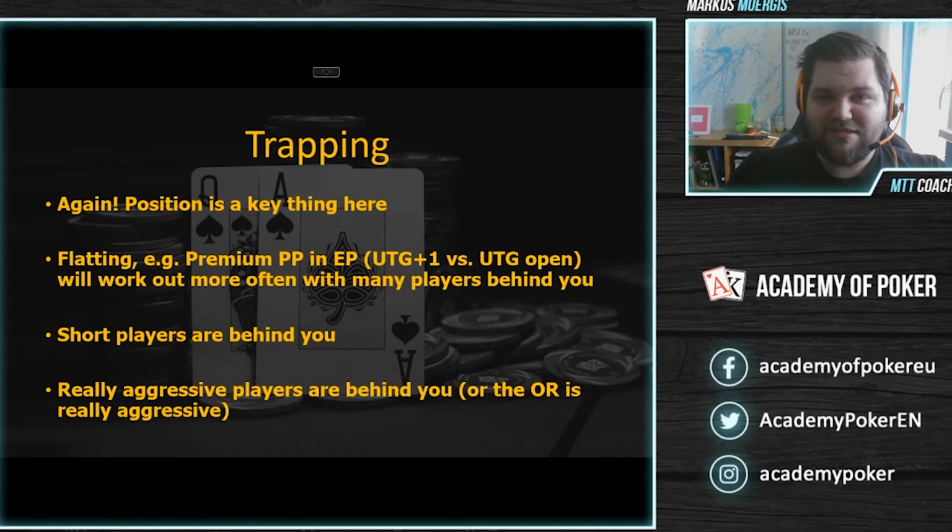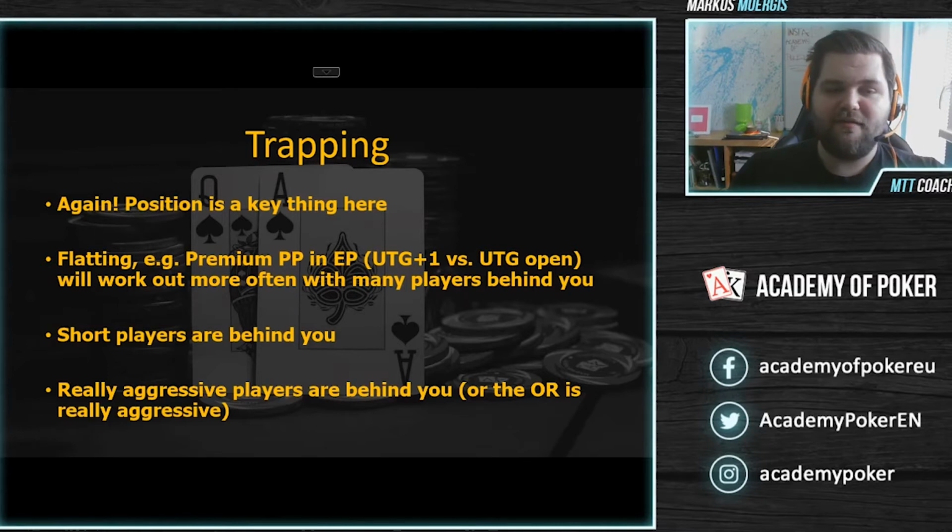And of course, there is trapping, which is a pretty well spread thing. A lot of players get maybe too greedy and want to do it, so I wanted to talk about this as well. Again, position is a key thing in these situations.